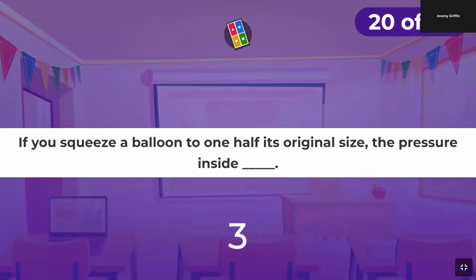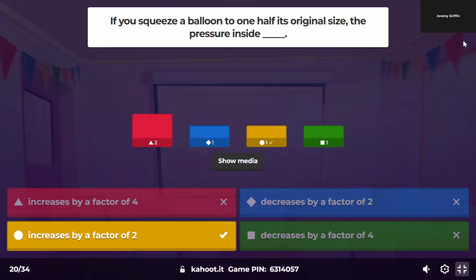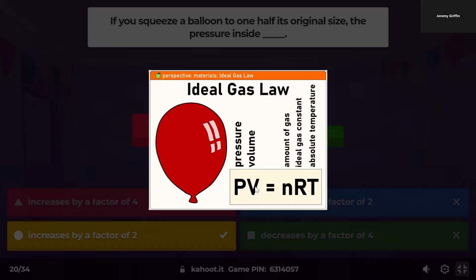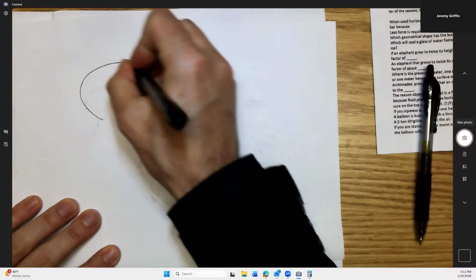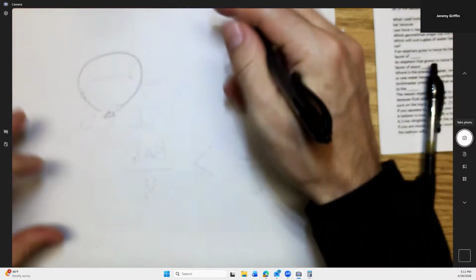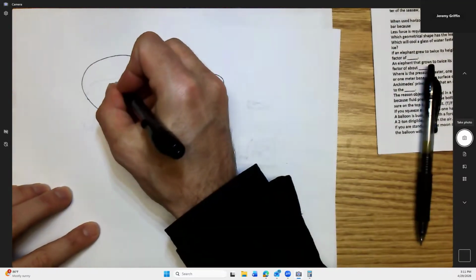You squeeze a balloon to half its original size, the pressure inside the balloon increases by a factor of 2. Here, you guys see this ideal gas law? Pressure times volume equals nRT, with absolute temperature. Okay, let's take a look at this. So I got a balloon. I'm going to squeeze it down. So now it's only half of its original volume. Say there's a fly flying around on the inside.